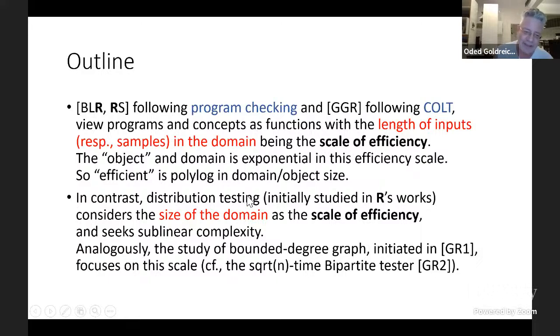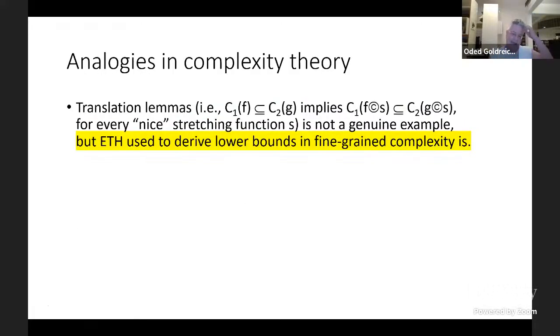So just let me finish by musing that there are also analogies in complexity theory for this notion of changing scale. This is an artificial example, but think about translation lemmas, which say that if you have some inclusion at some levels, you also have an inclusion at a higher level. Usually it's not a genuine example, but think about the fact that there is fine-grained complexity, and it uses the exponential time hierarchy in order to derive lower bounds. Then you see also here a change in scale. So somehow here it goes in the same direction as in Ronitt's work. It goes from exponential to polynomial.